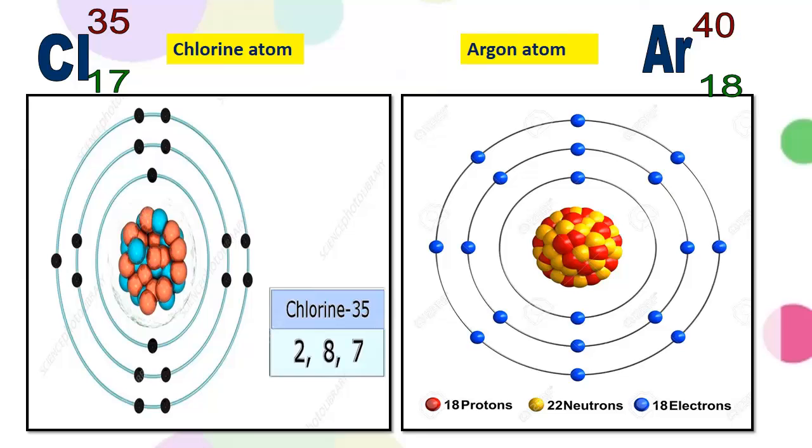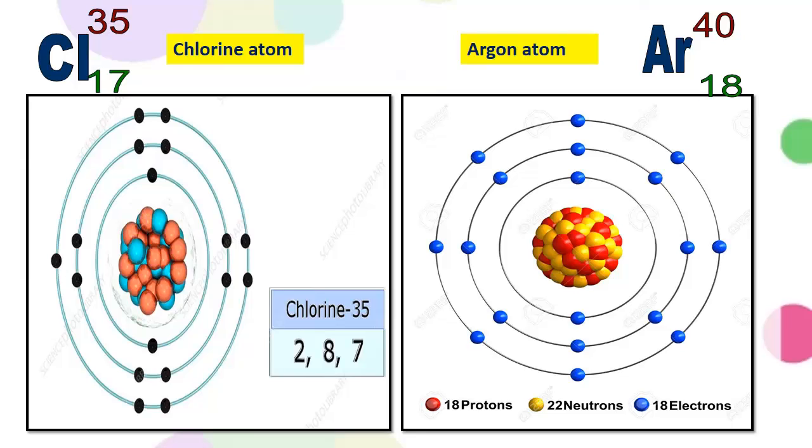Now coming to argon, Ar, 40 and 18. 18 electrons. So now as you can see, 2 electrons in the first shell, 8 electrons in the second, and in the third orbit there are 8 electrons. Again 40 minus 18 will be 22.